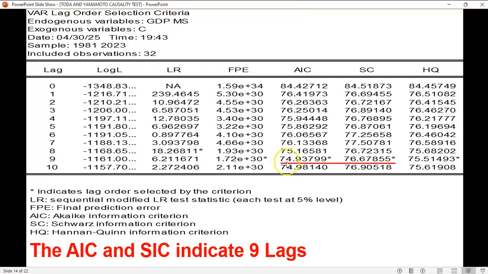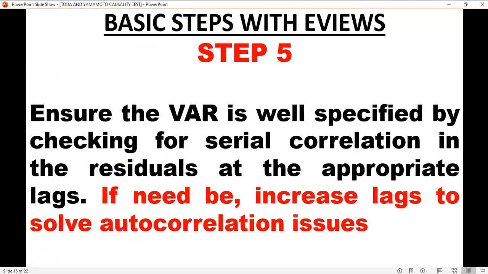Now this is it. AIC and the SIC indicate 9 lags. After we have determined the lag order selection criteria, we now go to the next step. We now have to ensure that the VAR is well specified by checking for serial correlation in the residuals at appropriate lags. If need be, increase lags to solve autocorrelation problems.